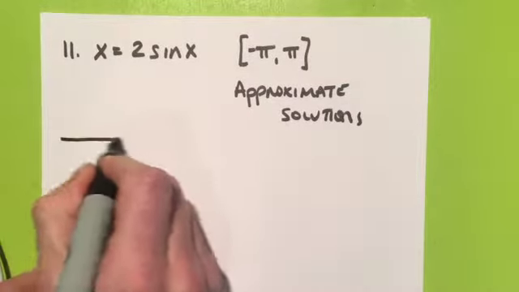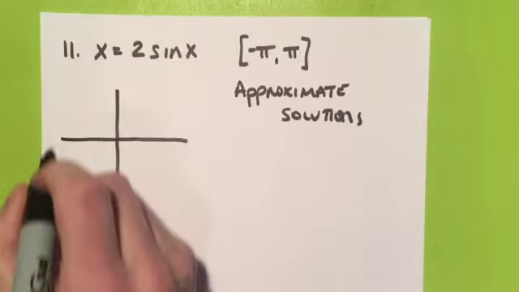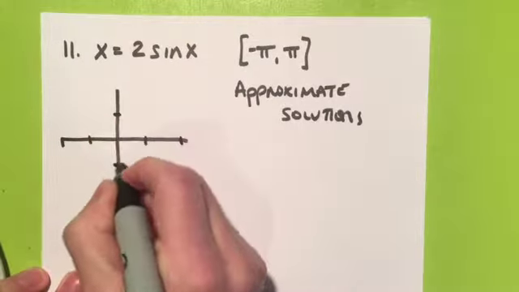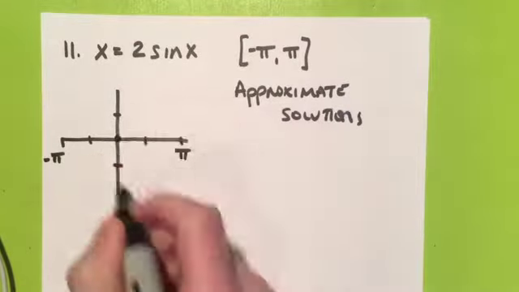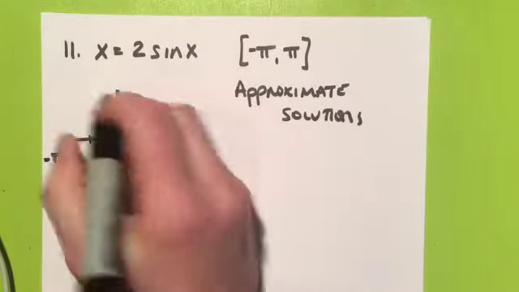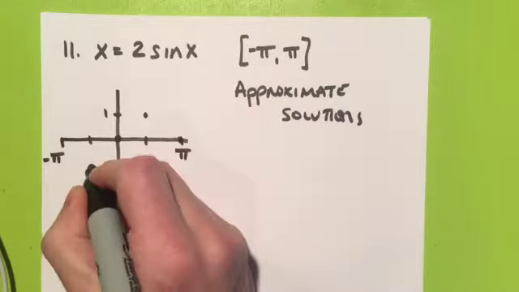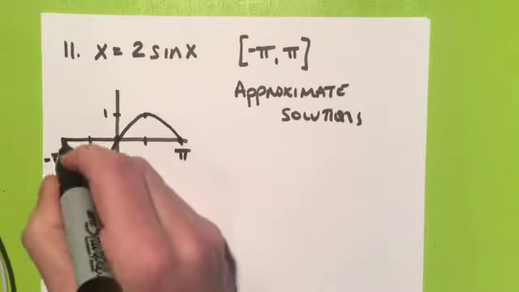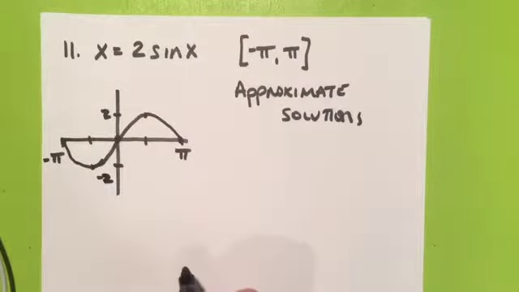So what we're going to do is, let's think about what this looks like graphically. From negative pi to pi, sine, we know, goes from 0 to 1, down to negative 1. Oops, that should be a 2 because it's a 2. Change the amplitude, minus 2. And we've also got the equation x in there.